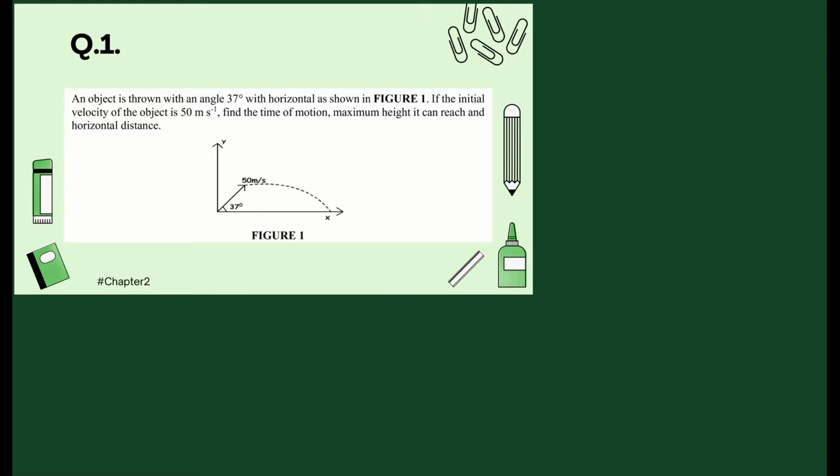Solution for question number 1, that is from chapter 2. Let's read through the question first. We have an object thrown at an angle of 37 degrees with the horizontal, as shown in figure 1. If the initial velocity of the object is 50 meters per second, so this is our value of u, find the time of motion.